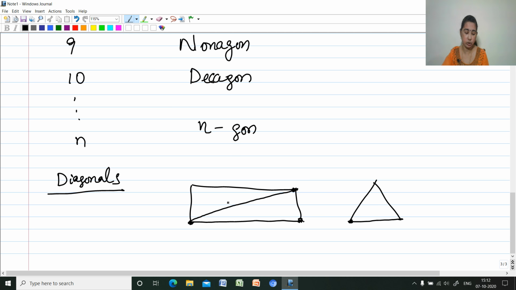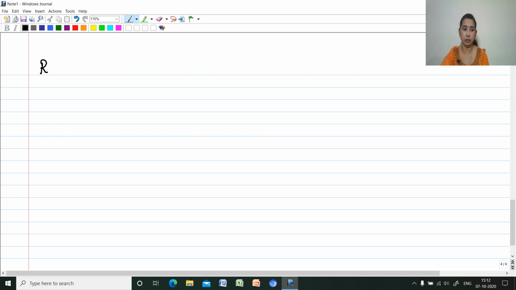It will have two diagonals. In the same way, the other polygons also, the remaining 4, 5, 6 sided polygons, everything will have diagonals. Then what about regular polygons and irregular polygons? What is a regular polygon?